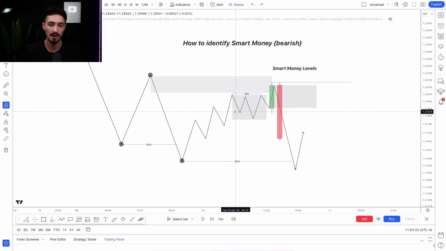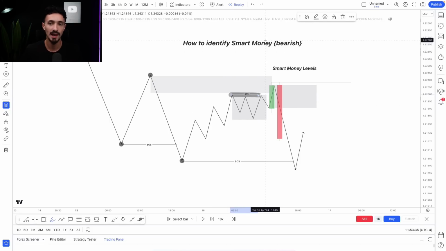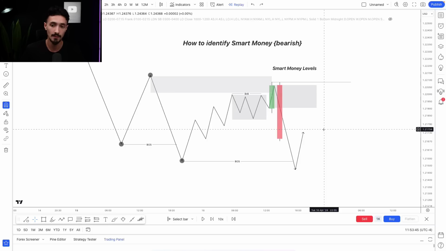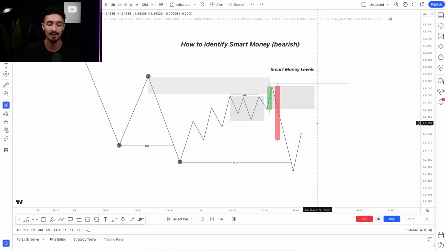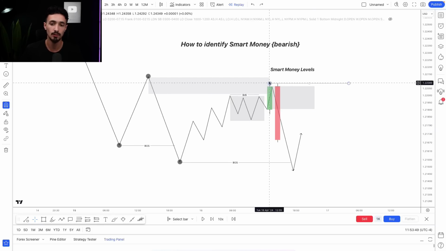We can see we have a range in here that creates liquidity. And then we can see that we get the aggressive buy, taking that liquidity out, and then an aggressive sell candle. That is how you can identify the footprint of smart money. And it's going to look exactly like this from a candle perspective. You'll have this bullish candle followed by this bearish engulfing candle. And then you'll have some sort of break of structure.